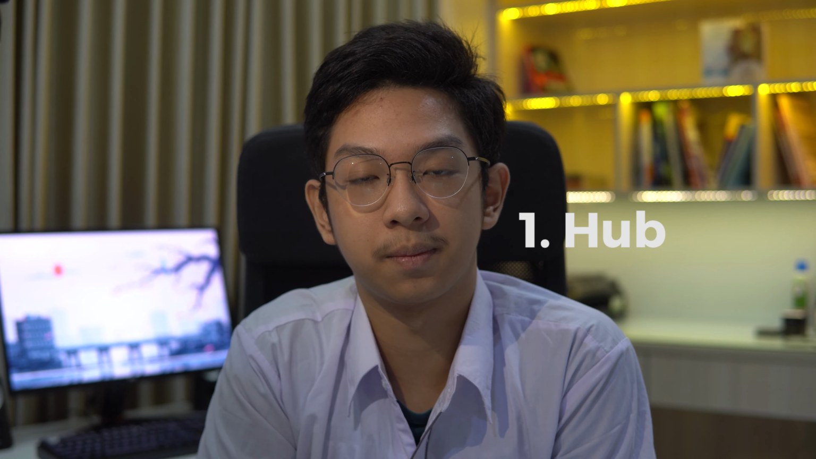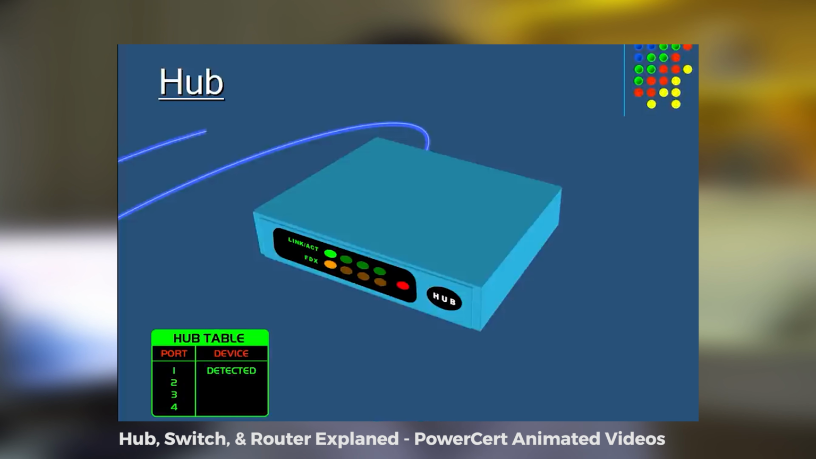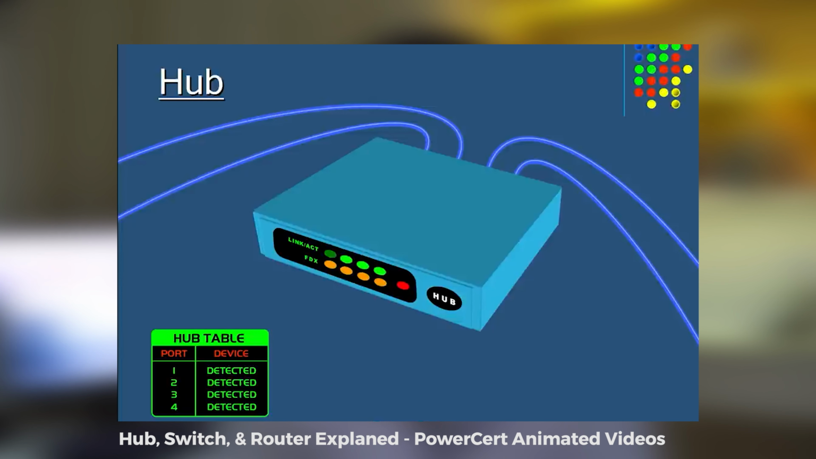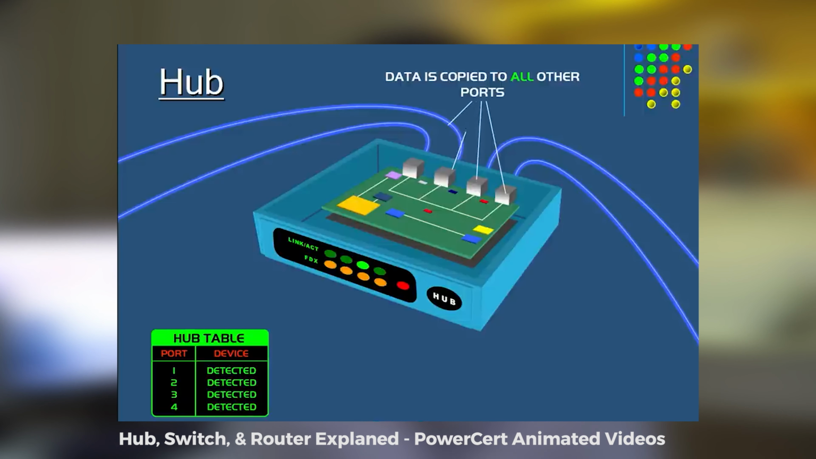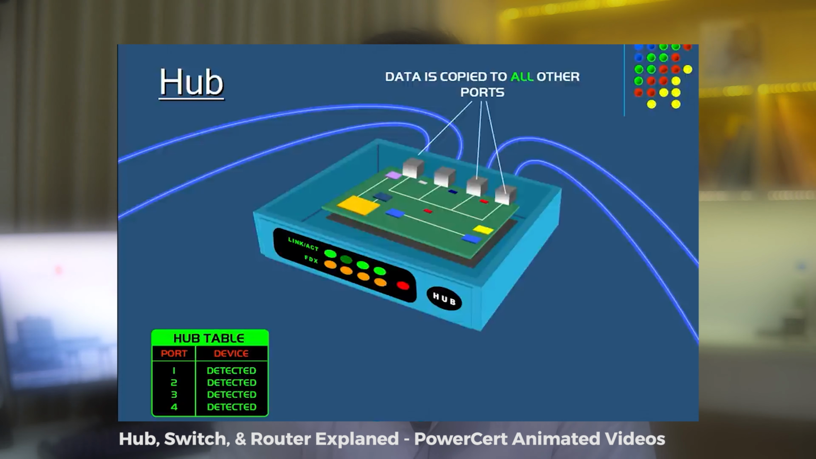So number one is the hub. What is a hub? A hub is the most basic networking device that connects multiple computers or other devices together. Unlike a switch or a router, the hub does not have routing tables or intelligence on where to send the information, so it just broadcasts all information into each connection.